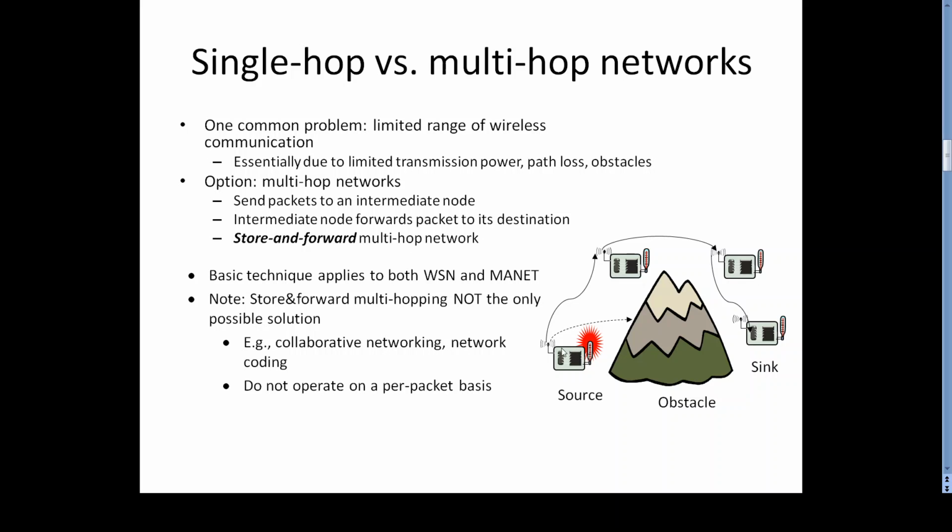Here we send the packets to intermediate nodes. These intermediate nodes forward the packets to their destination. They store the data and then forward it. This technique applies both to wireless sensor networks and MANETs. Store and forward multi-hopping is not the only possible solution. We can also use collaborative networking and network coding.